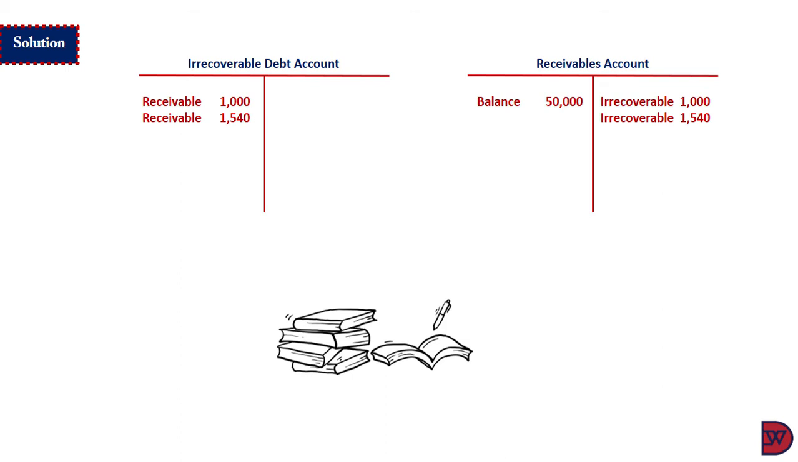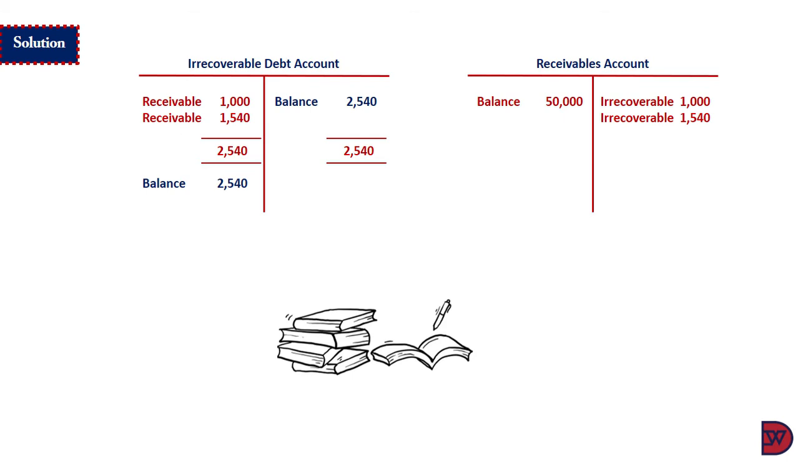Let's start with the irrecoverable debt account. We draw total lines on both sides of the account. Then we find the sums of both sides. The debit is $2,540 against a credit of 0. So we definitely put the $2,540 in the total lines. Then we come to the smaller side, which is the credit, and find the balance, which is $2,540. Then we move it to the opposite side, which is the debit.